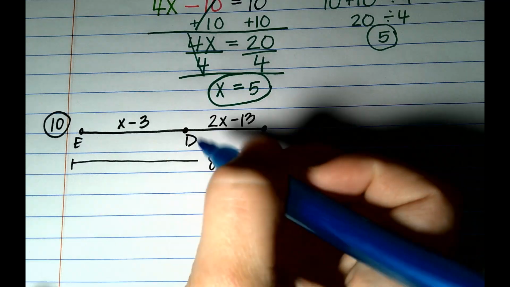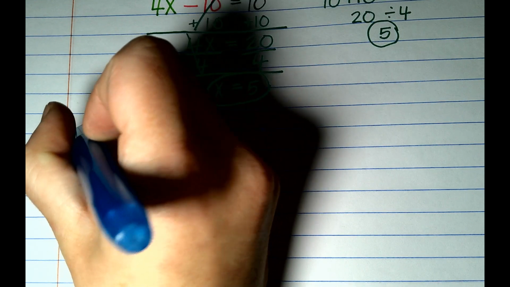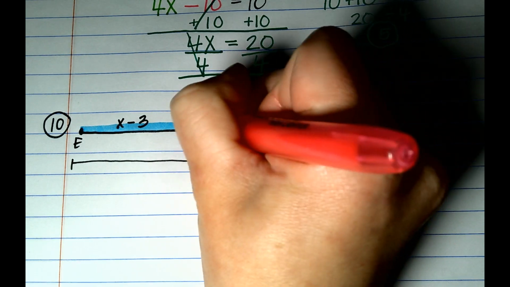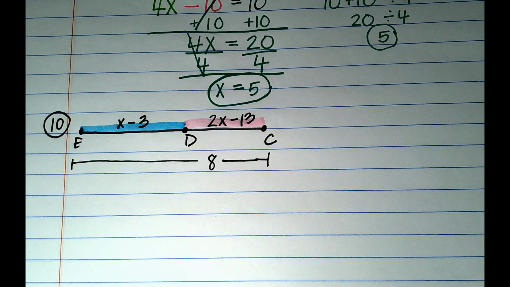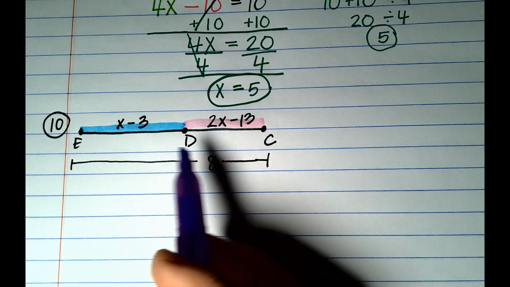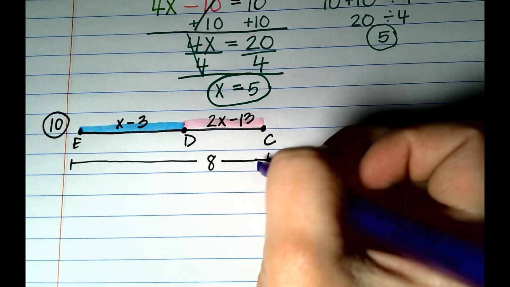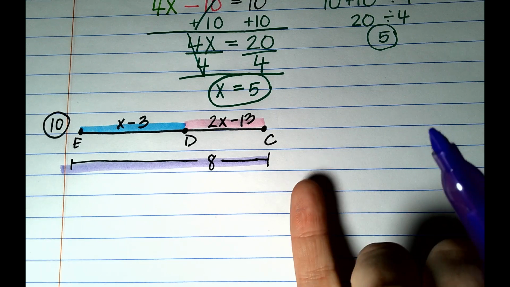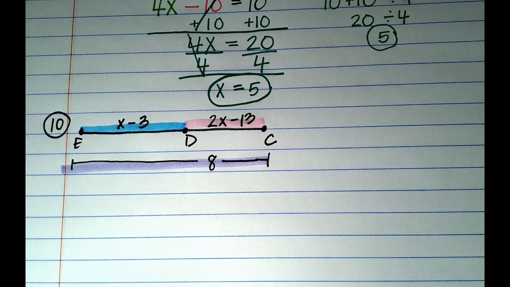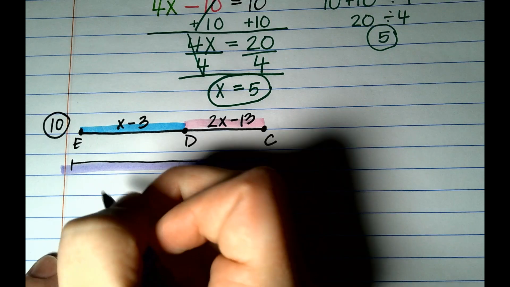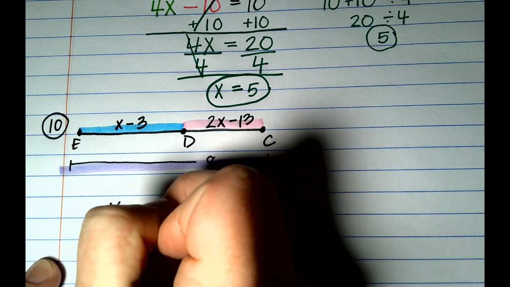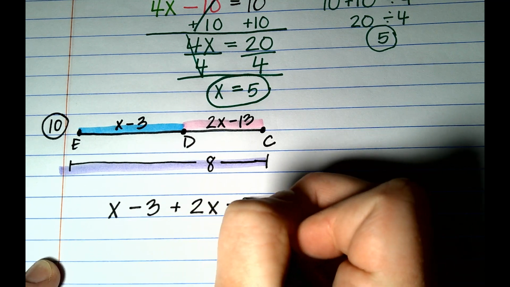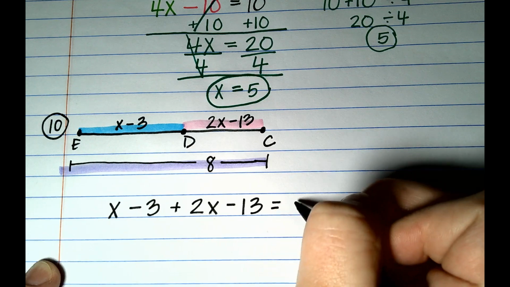So I'm going to do that highlighting thing again. Here's part of our whole. From D to C is the other part. And what is the whole? x minus 3 plus 2x minus 13. Perfect. When you put these two together, that creates the whole, and it'll be equal to 8, the whole length. So let's write that equation out just like you said. We have x minus 3 plus 2x minus 13, and that's all equal to 8.